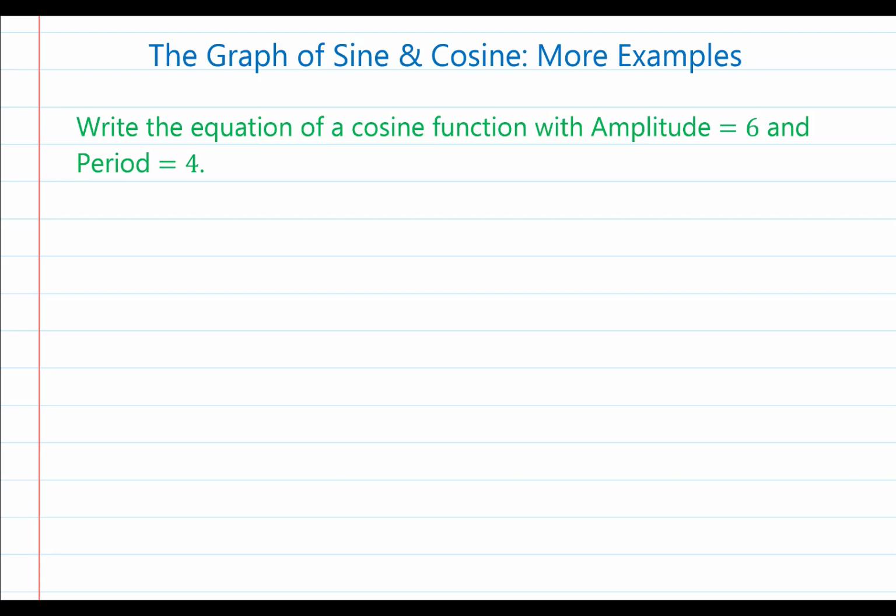Welcome back, mathematicians. In this video, we are going to do more examples with the graphs of sine and cosine. In this case, we're going to be given information about the graphs of sine and cosine and asked to come up with the equations that represent this information. We're starting with writing an equation of a cosine function with amplitude of 6 units and a period of 4.